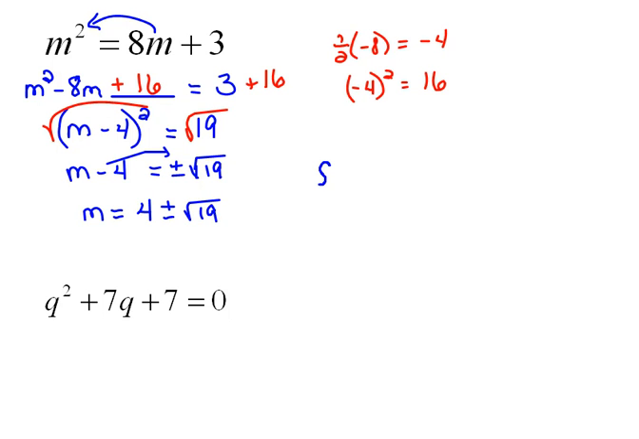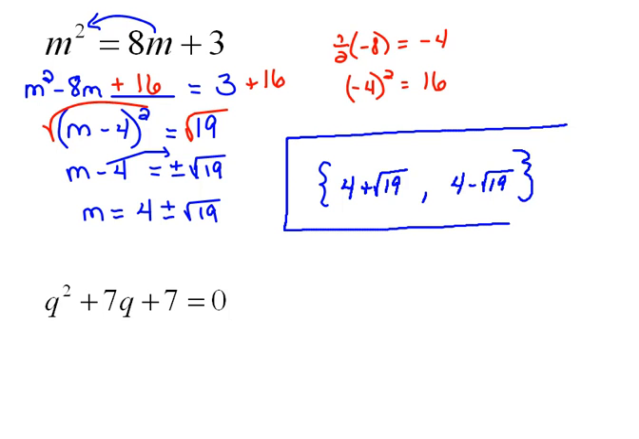Now, writing out both of our answers, we would have one time the positive and the other time the negative. So 4 plus the square root of 19, and then also 4 minus the square root of 19. Here are our two answers to that quadratic problem.